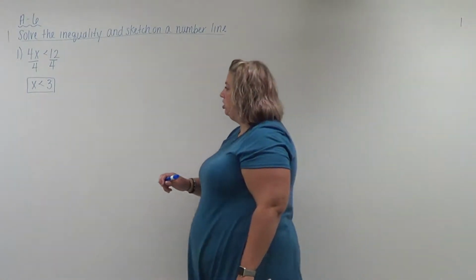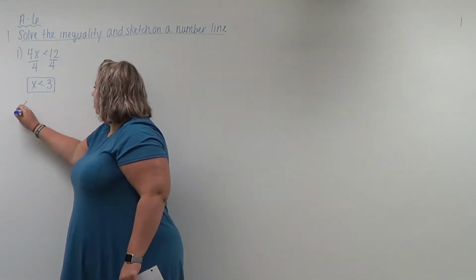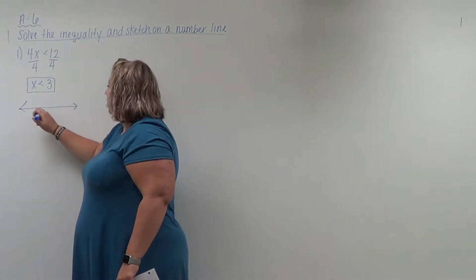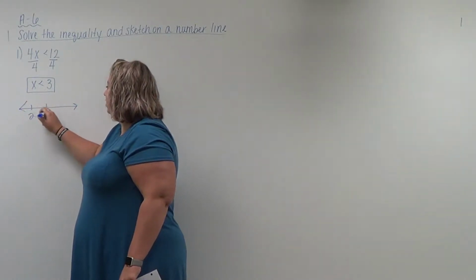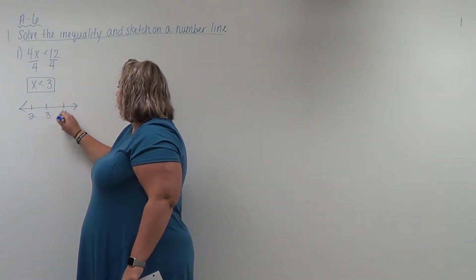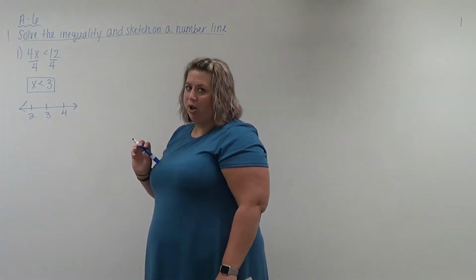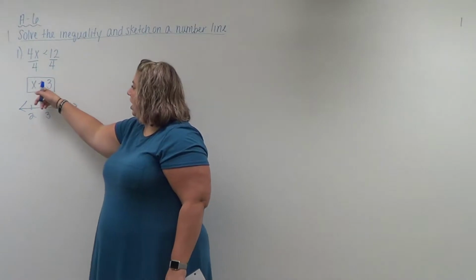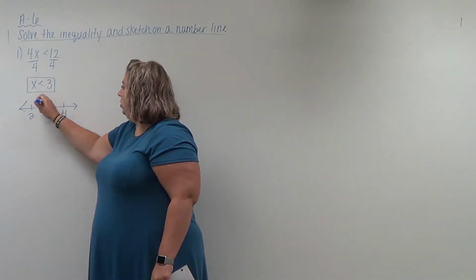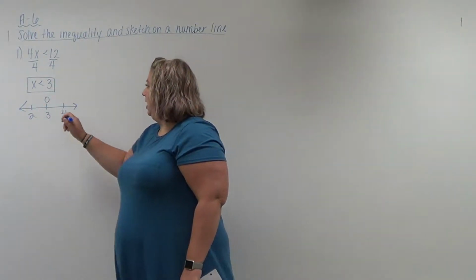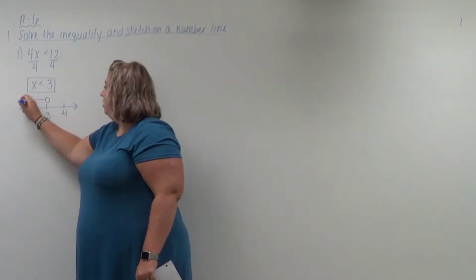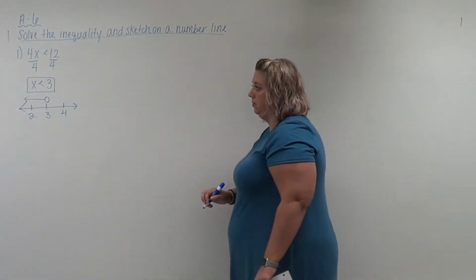When I go to sketch it on a number line, make sure your number line goes from least to greatest, and have more than one number on it. Like one above, one below is fine. This is going to have an open circle because there's no equal to. And less than 3, my arrow is going to go to the left.